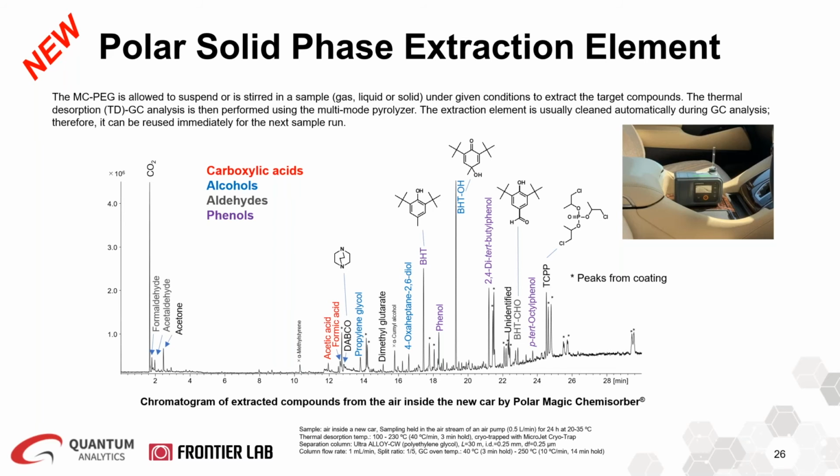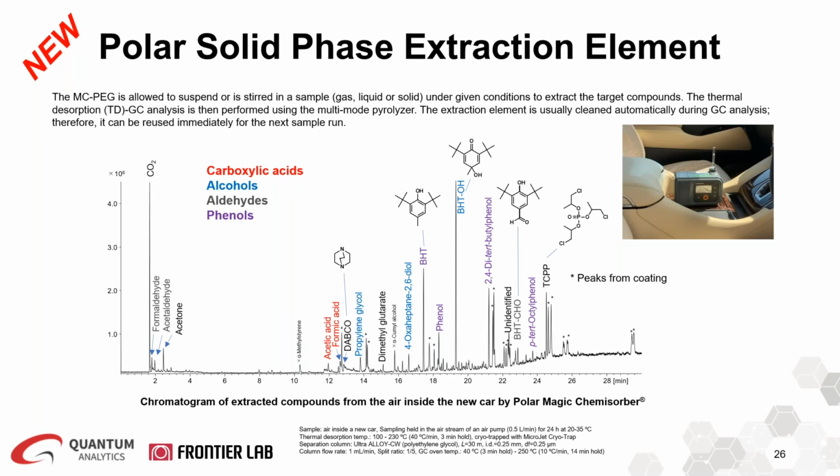The polar chemisorber was placed in the inlet tube of a small air pump inside a new car for 24 hours. Then it was placed in a deactivated sample cup and TD-GC/MS measurement was carried out. The furnace temperature was programmed from 100 to 230 °C at 20 degrees per minute for thermal desorption. Thermally desorbed compounds were swept by the helium carrier gas to the GC injection port.